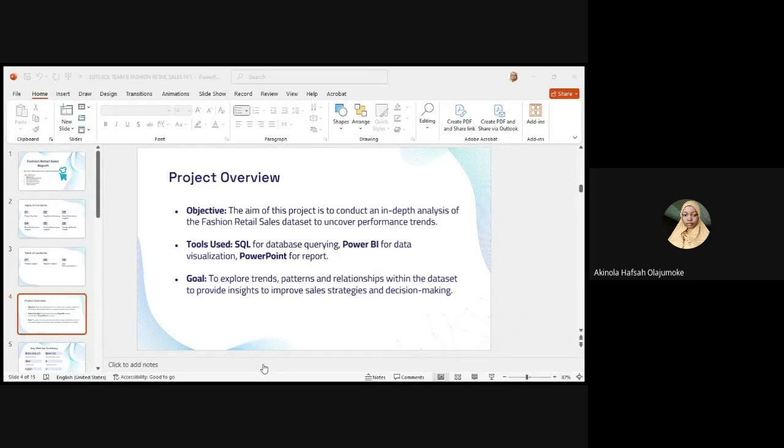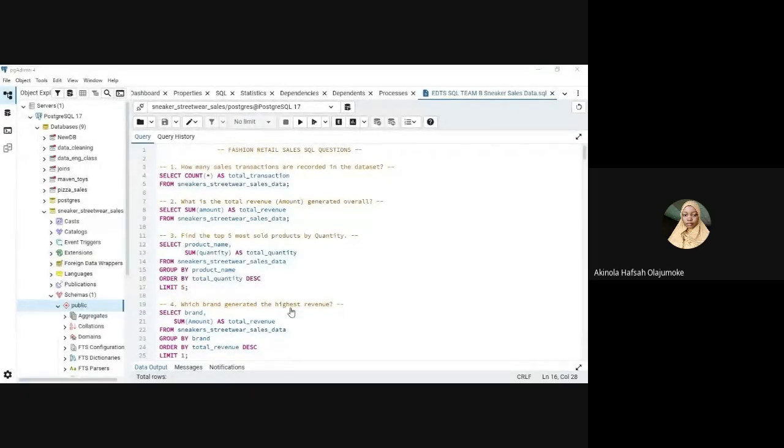Right. This is a brief overview of the SQL queries. Let me quickly share my screen. This is a brief overview of the queries that we ran to get the insights that we used to create our analysis and our dashboards.